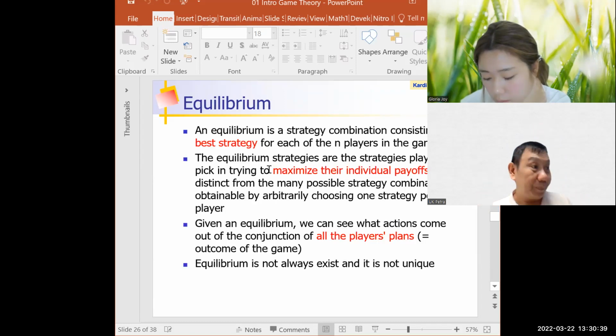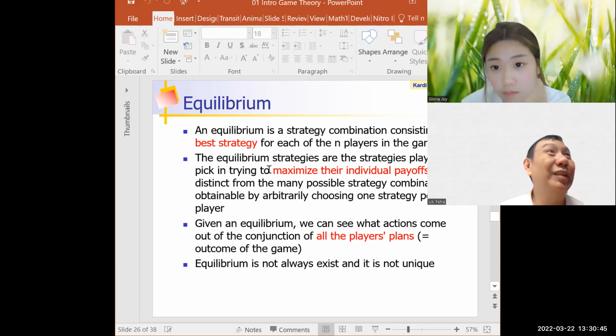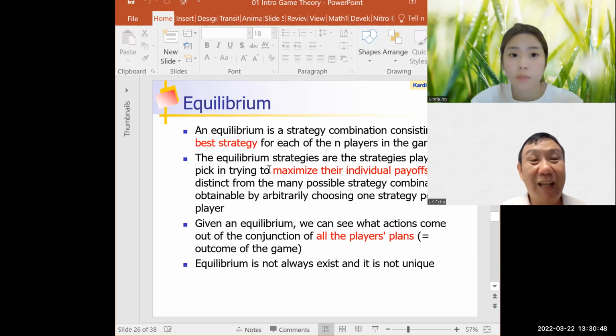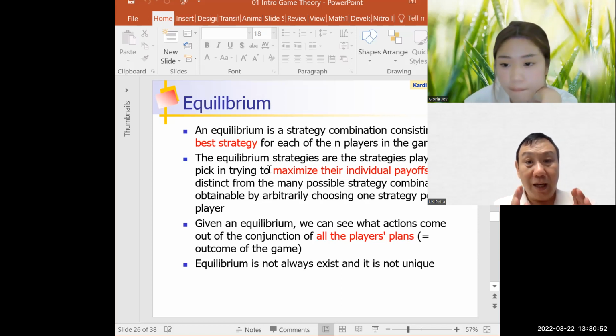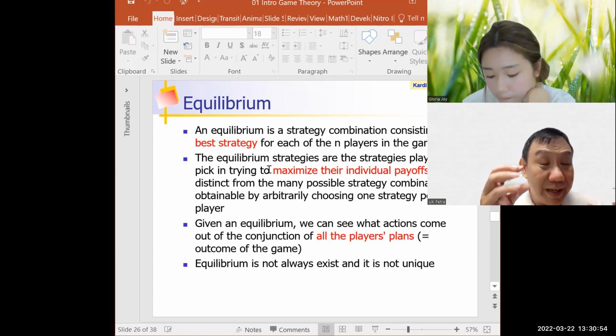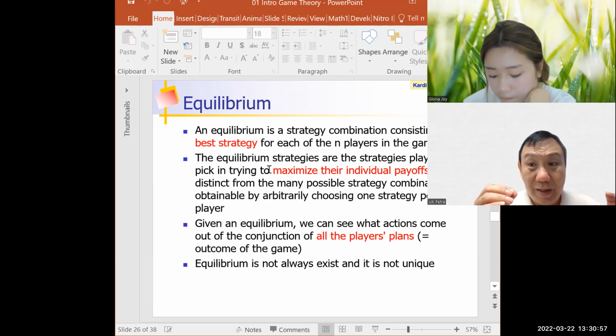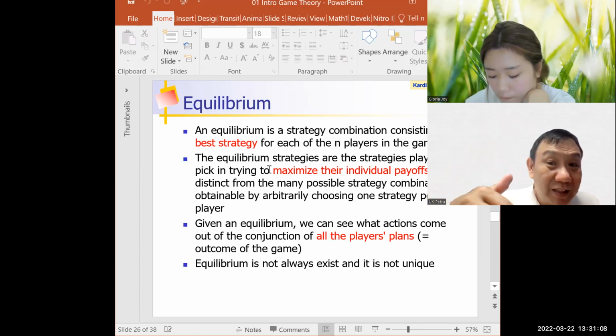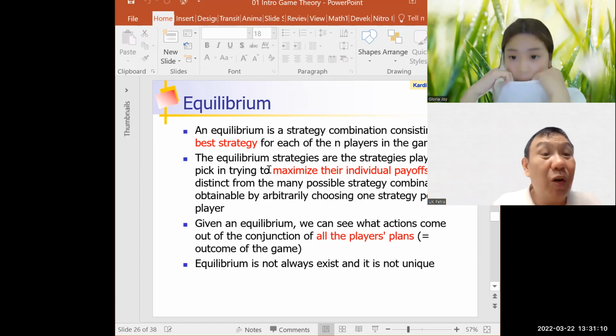Now, later in game theory, we will discuss equilibrium. For example, we will talk about Nash equilibrium later. So what is equilibrium? Equilibrium is a strategic combination that consists of the best strategy for each of the n players. Say if you have two players, the best strategy of row and the best strategy of column, the intersection of these is called equilibrium.